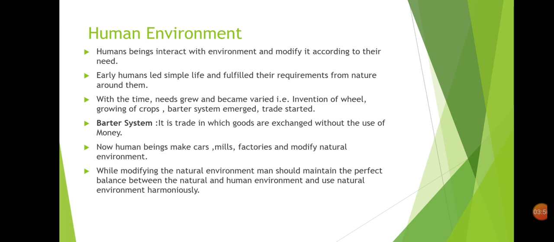Human environment. Human beings interact with the environment and modify it according to their need. How do they modify? Let us go to the past, early humans who led a very simple life and fulfilled their requirements from the nature around. They would eat roots, fruits, tubers and all. Whatever was available, they ate and they survived. They led a very simple life. We can even call them wanderers. They kept roaming around in search of food.